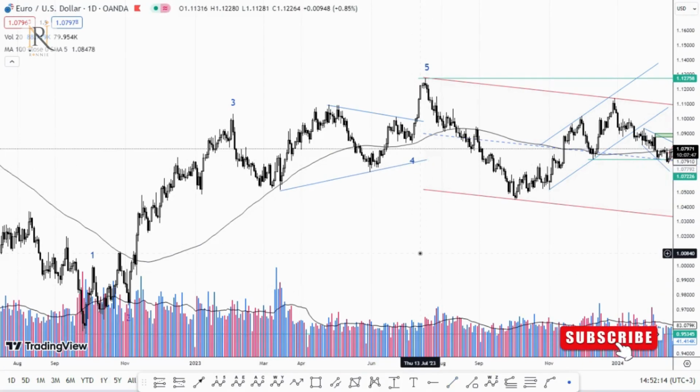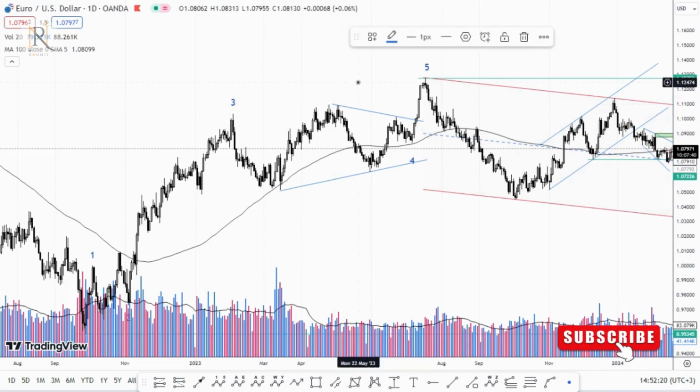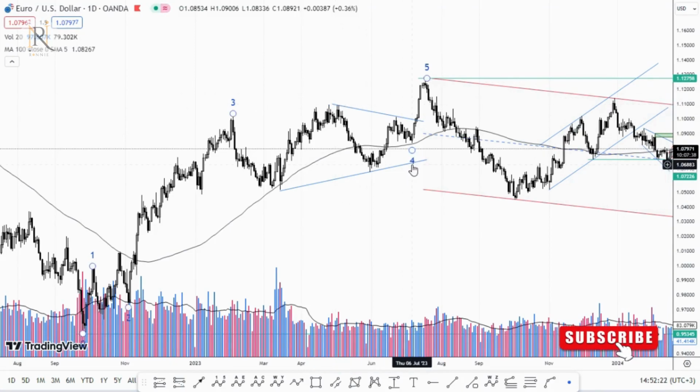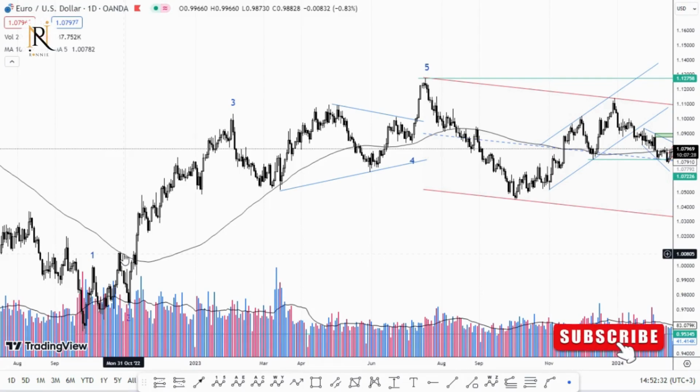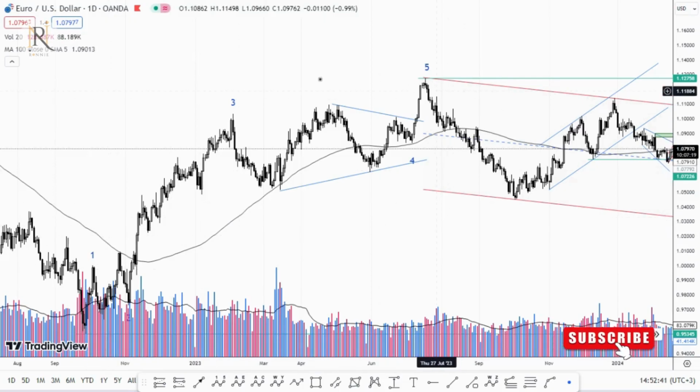Again, if you have watched most of my videos, you know very well that I like to see a triangle on wave 4 rather than a triangle in wave 2. When you see a triangle in wave 2, it is likely not a wave 2. There is a high chance it can be a wave B or any other corrective pattern, but not a wave 2.